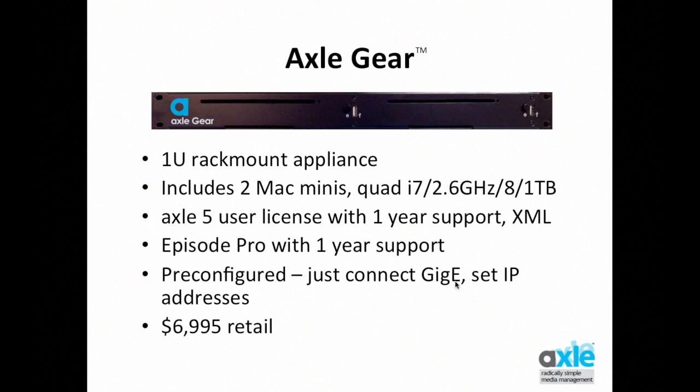We've just announced a new kind of packaging of this, which we call Axle Gear. And this is a 1U appliance. It just fits in a standard rack, but it includes pretty much everything we have to offer. 2 Mac Minis, one of them is running Axle, the other one is running Episode Pro, and they work closely together, so you essentially have a coupling of the 2 systems. You have a 5-user license with a year of support, Episode Pro with a year of support, and it's pre-configured so that one of our dealers can come in and install it for you, typically in the space of a couple of hours, and connect it up to your storage. So very straightforward to use and kind of one price, $7,000.